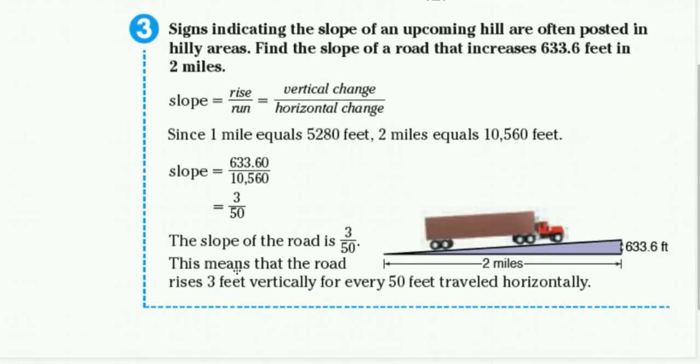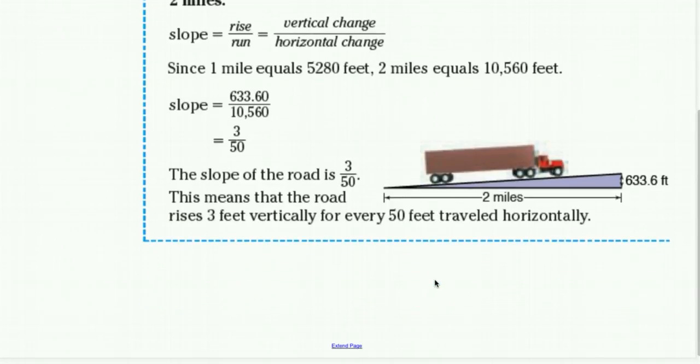This means that the road rises 3 feet vertically for every 50 feet traveled horizontally. Okay, that's what it means when it says the slope of a road is 3 over 50. It means that it rises 3 feet vertically for every 50 feet traveled horizontally. Okay, and let's take a look at this example.